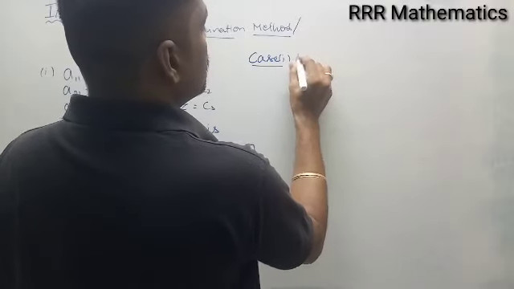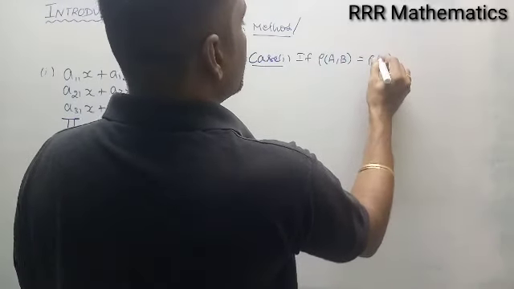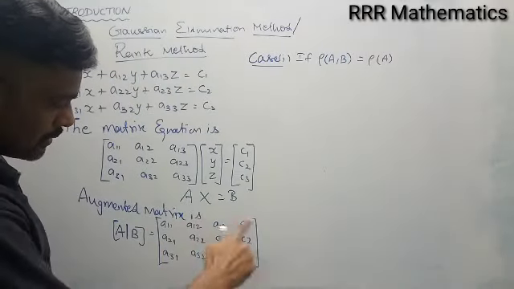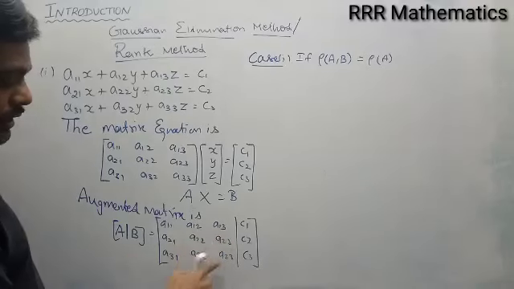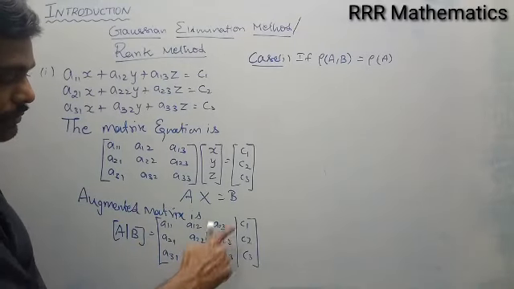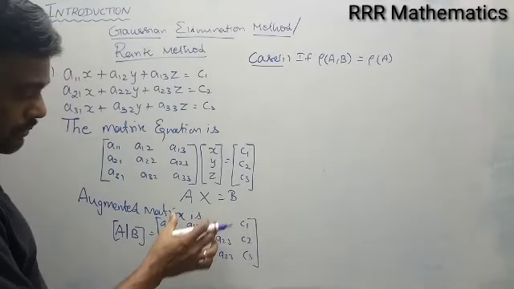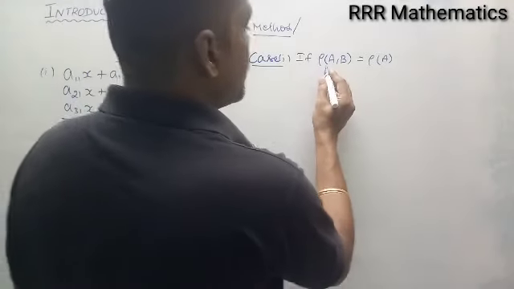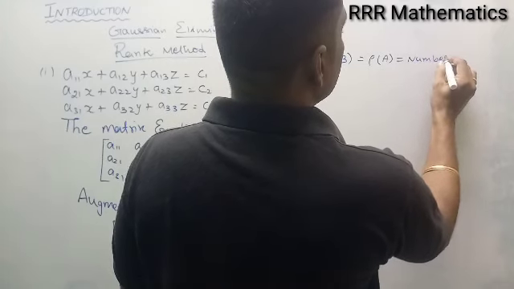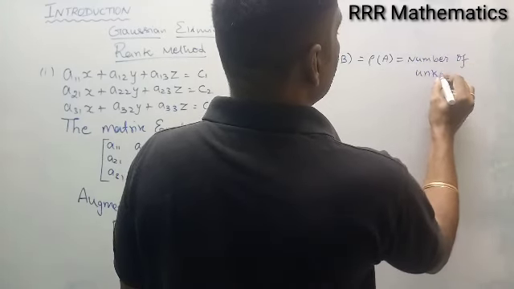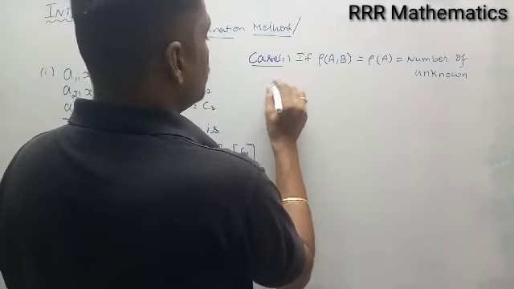Case 1. If rank of (A, B) and rank of A. Rank of (A, B) means these 3 rows, 4 columns. Rank of A means only the first 3 rows, first 3 columns. Whether rank of (A, B) and rank of A are equal and equal to the number of unknowns. Unknown means variable. So rank of (A, B) and rank of A are equal to the number of unknowns.